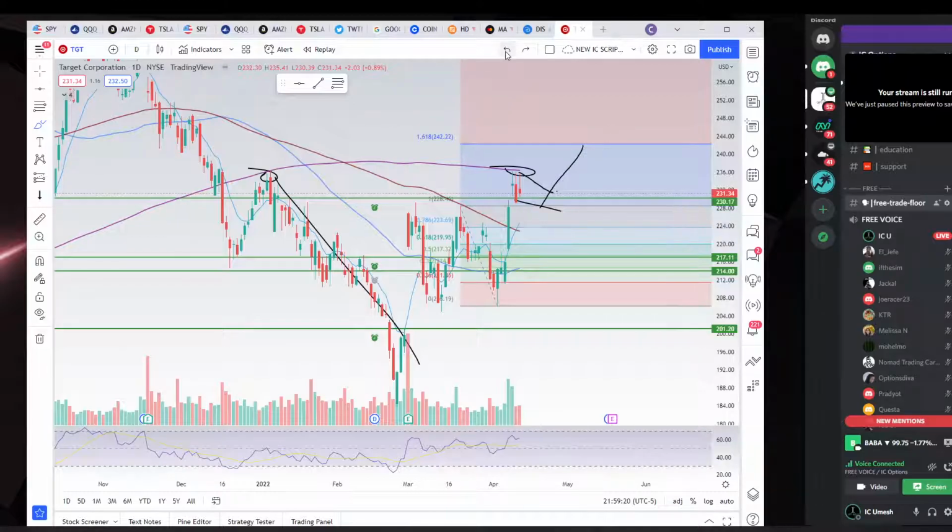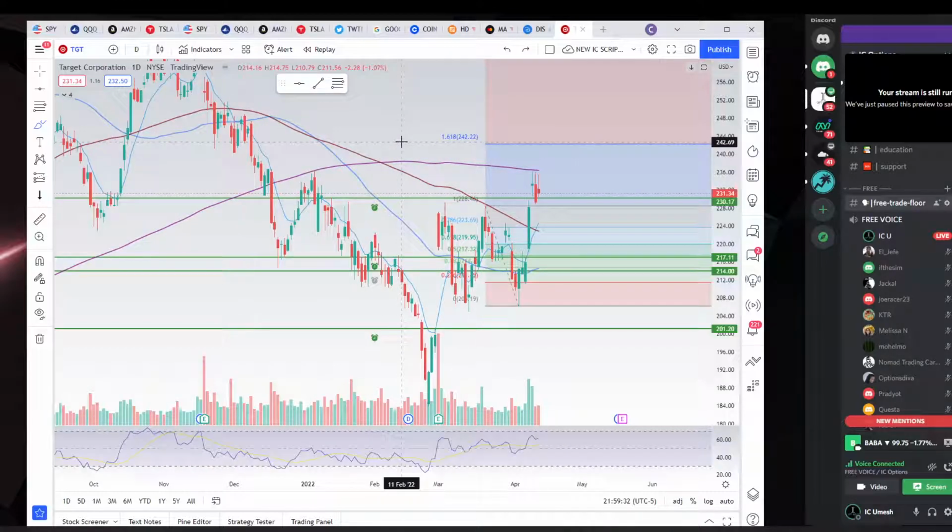So these are the few stocks I am watching. If you guys have any other couple ones, if you want me to look at it real quick, I'll be happy to. You can type it in the free trade floor if you want.